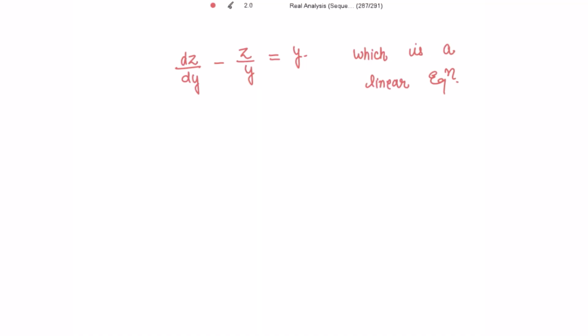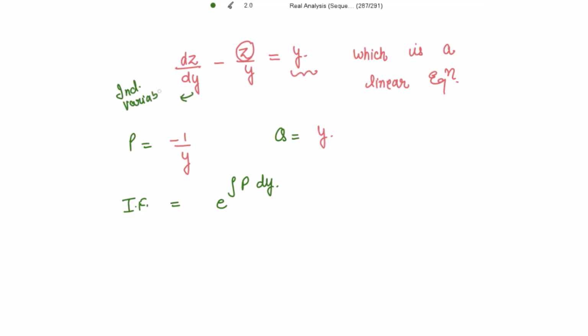Finding the integrating factor, for that we need to get p and q. What is p? It is the coefficient of z, that is minus 1 by y. And what is q? That is present on the right hand side, that is y. And the integrating factor is e to the power integral of p dz or dy. We always take d with the independent variable. Here y is your independent variable.